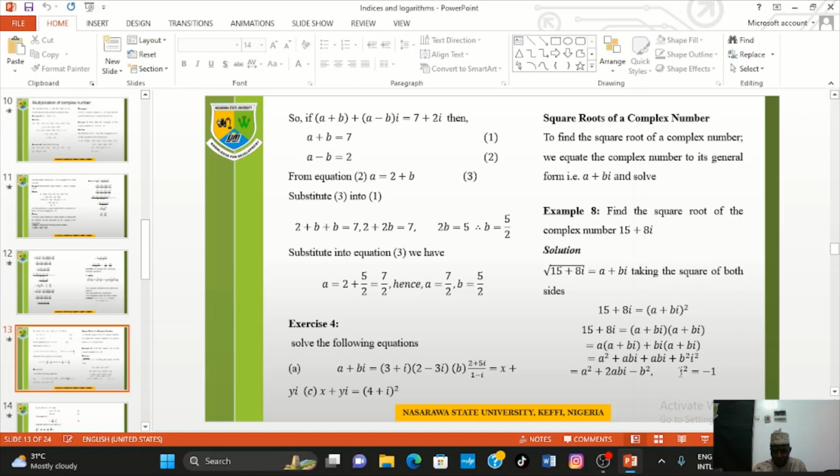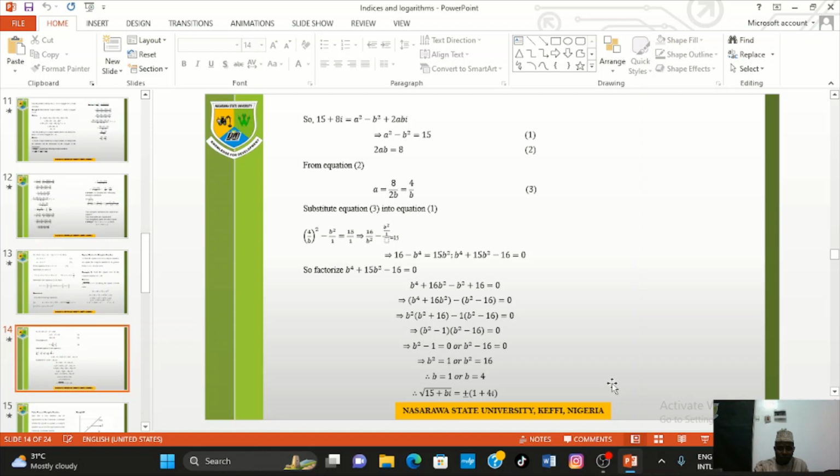But i squared is equal to what? Minus 1. So you replace the i squared with minus 1. Then the minus 1 times b squared, the result now will be minus b squared. So we have this. That is the simplification of the right hand side. Then at this point, you equate it, so our 15 plus 8i will be equal to the result.